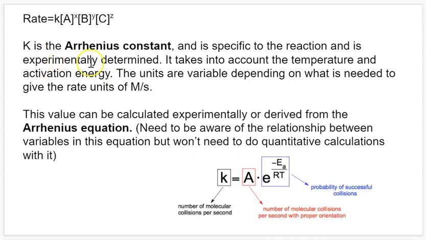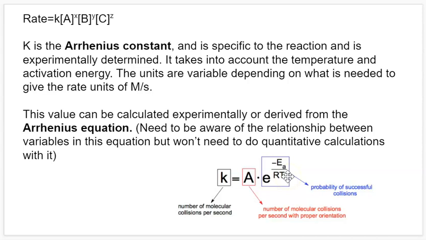The K value, the Arrhenius constant, can also be derived from an equation called the Arrhenius equation, where the constant is going to be equal to A, which is the number of molecular collisions per second with proper orientation. So this is sort of a mini rate kind of idea, times e to the power of negative EA over RT, where R is the gas constant and T is the temperature.